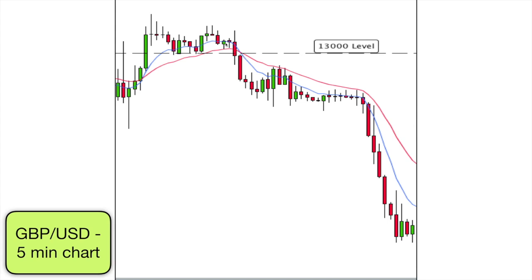And so you place your protective stop up here above the second high, and your target would be the difference between the bottom of the middle of the pattern and the top of the highest high. So this quantity here, so you got your target easily on this one.